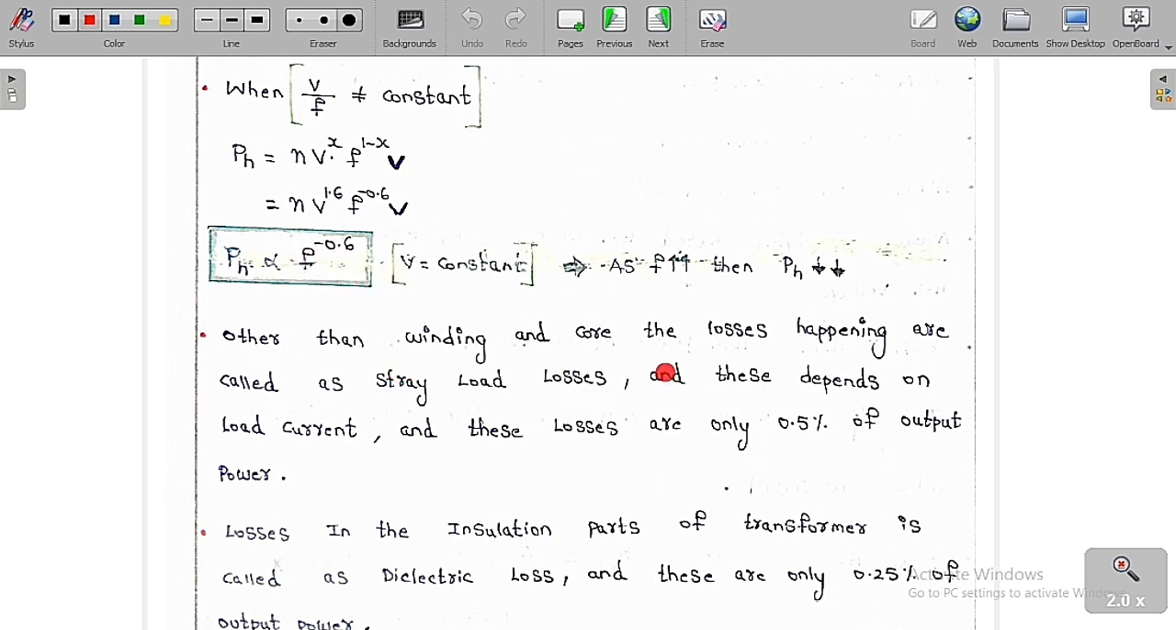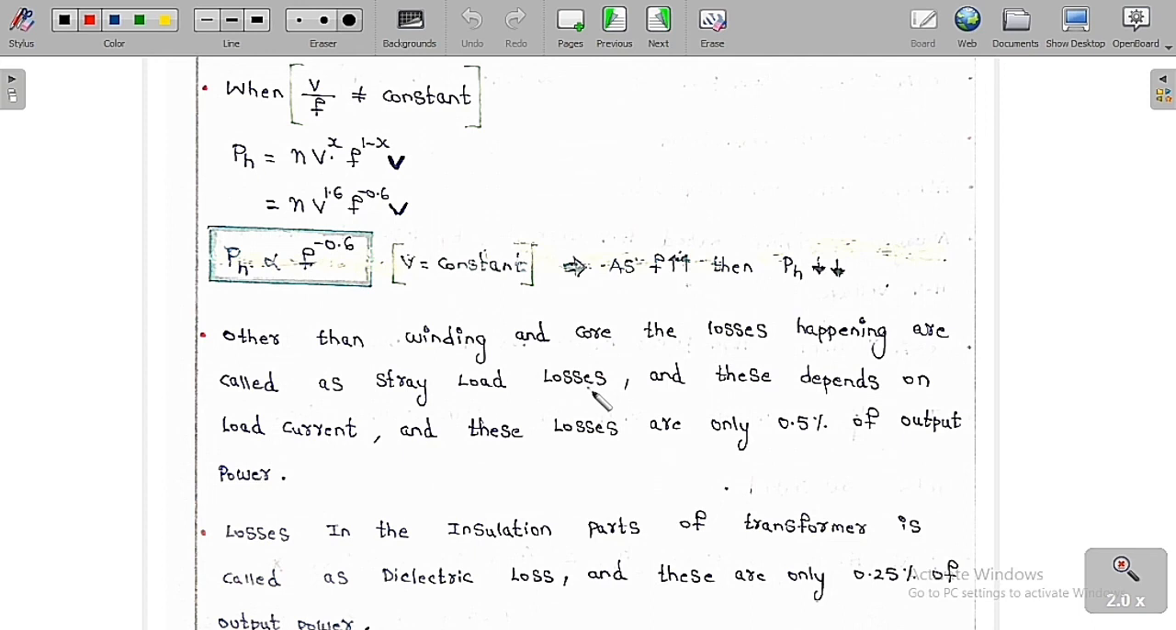Other than winding and core, the losses that happen are called the stray load losses, and this depends on the load current, and these losses are only 0.5% of the output power. I have already told you there are basically four losses in the transformer, ideally speaking: the copper losses, the iron loss, also called the core loss, the stray load loss, and the dielectric loss. So other than winding and the core, the losses happening are called the stray load losses.